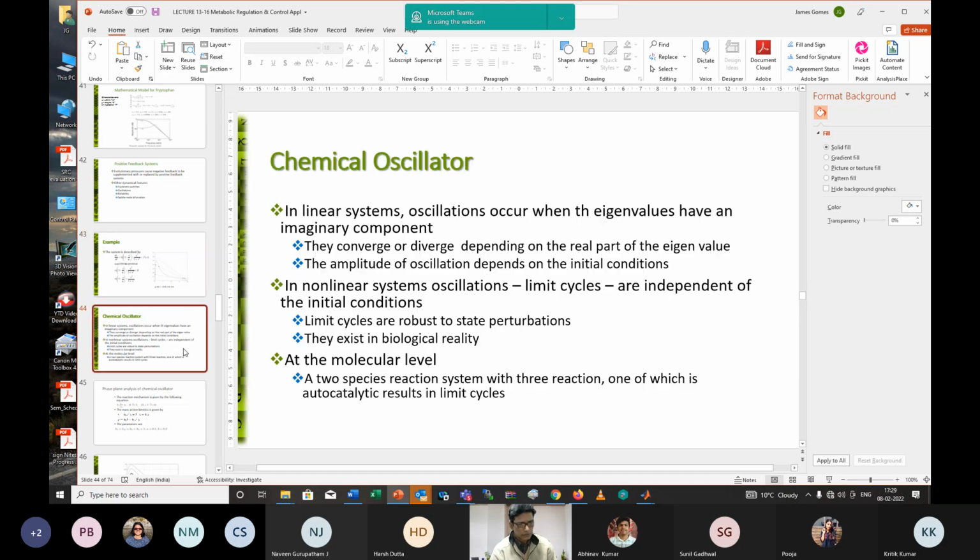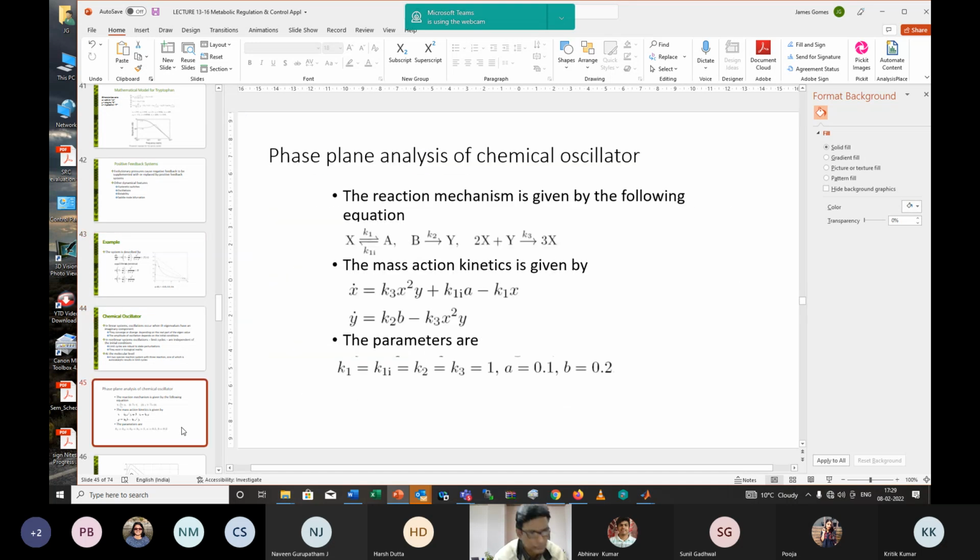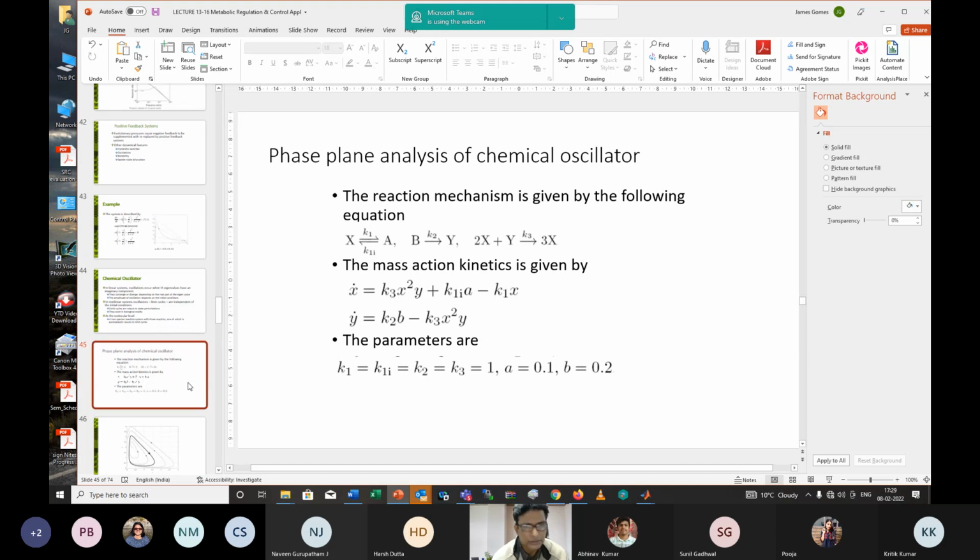I don't see that. There was another set of equations. Anyway, let's use this set of equations here. So the phase field analysis of this is that you have three equations. So you have X, which is reversibly going to A, B, which is irreversibly going to Y, and then X and Y gives you something else. And then that X again has a reaction which gives you A. So that's a loop that forms there.